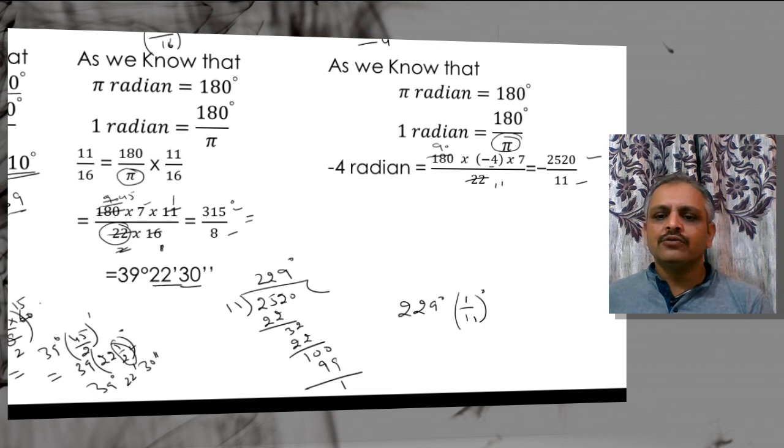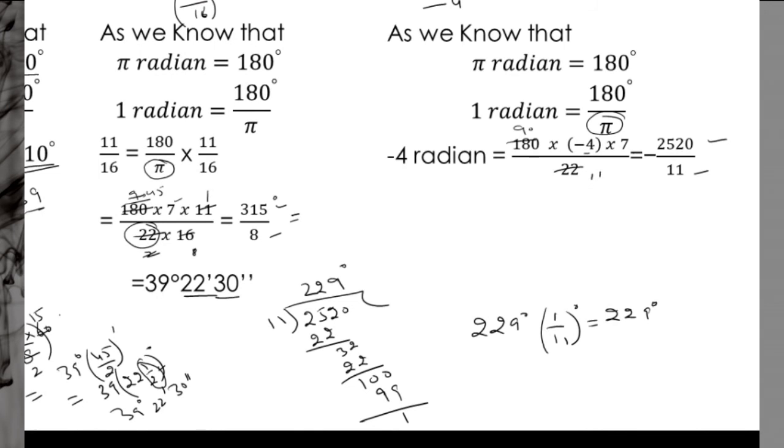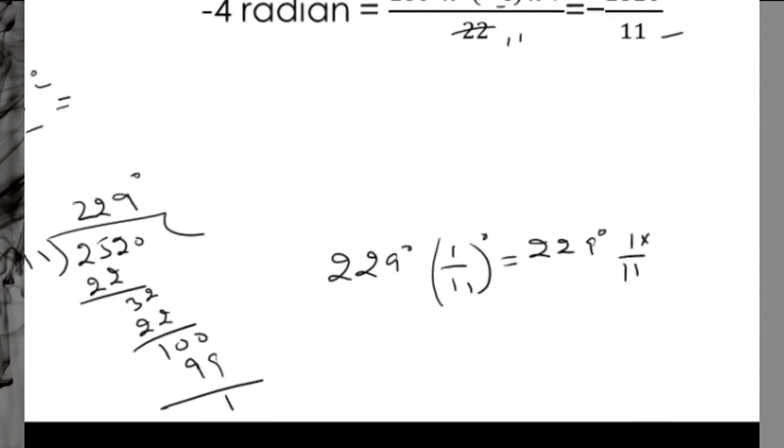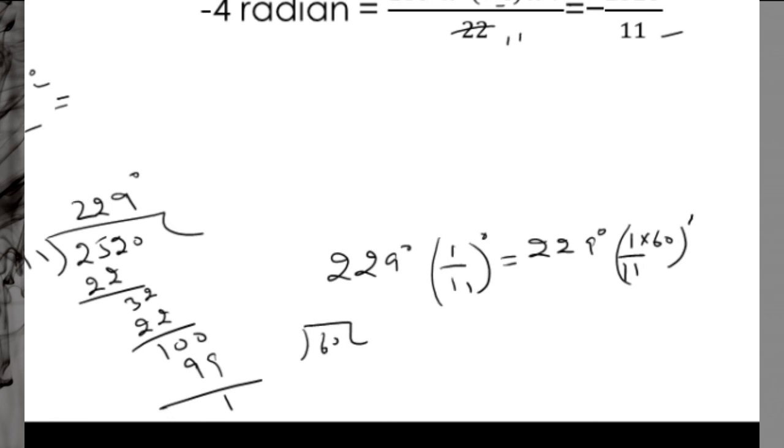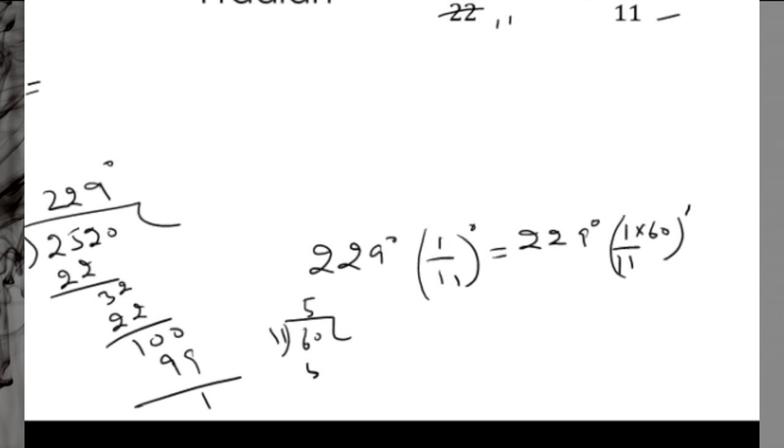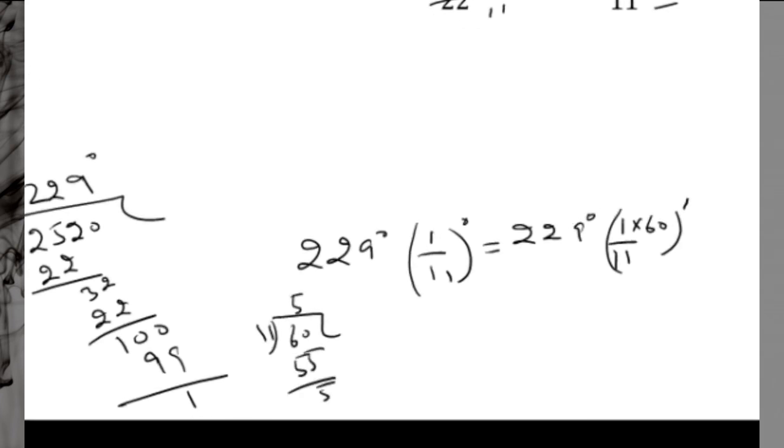So 229 degree and 1 by 11 degree. So convert into minute. If I convert 1 by 11 into minute, multiply by 60. That means 60 by 11 minute. And 60 if I divide by 11, 11 5 is 55. So I can say that it is 229 degree, 60 by 11 can be written as 5 complete minute, and 5 by 11 minute we will convert into seconds.